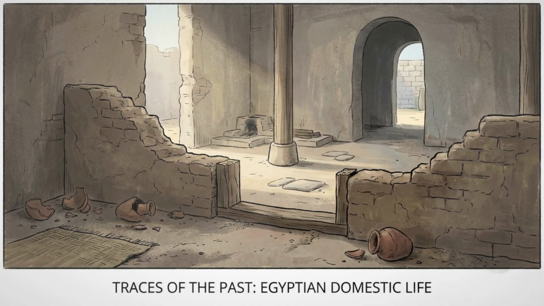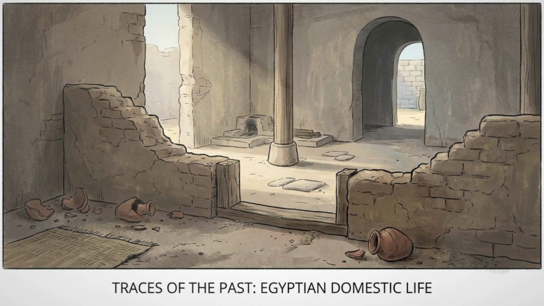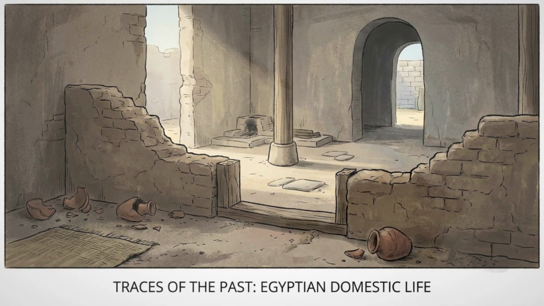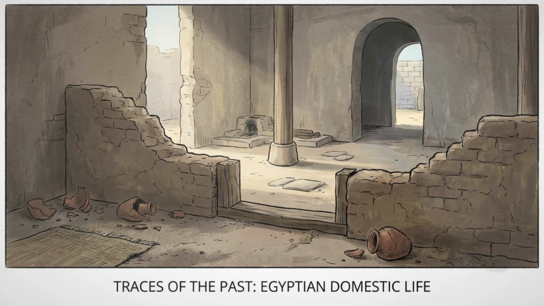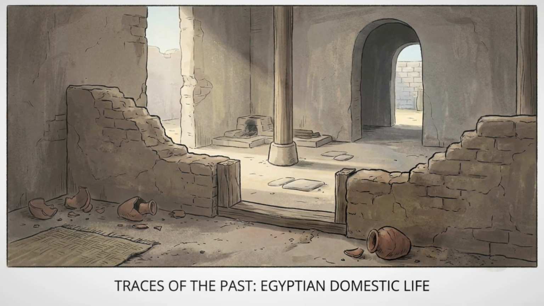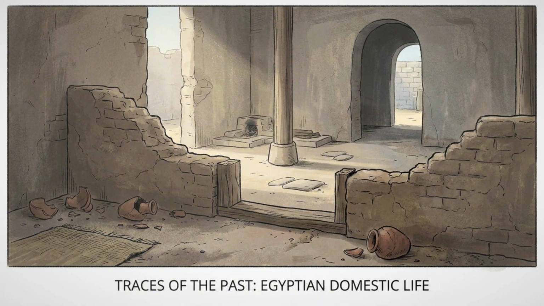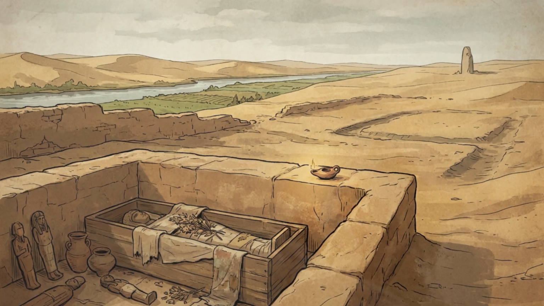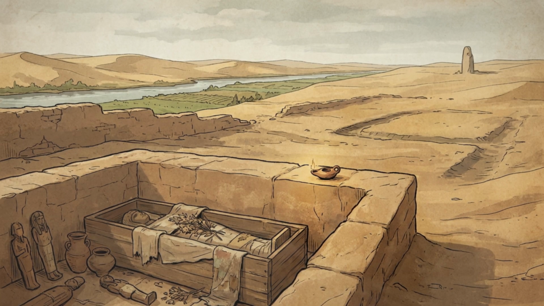Some traces survive because they were made from durable materials. Some because they were sealed in dry ground. Some because a document happened to escape destruction. Others survive only as stains, fragments, low walls, scattered objects, or changes in sediment. No single category can recover the whole society.